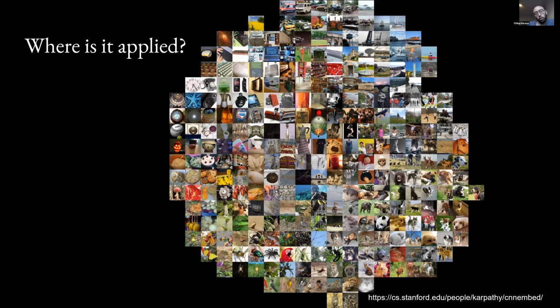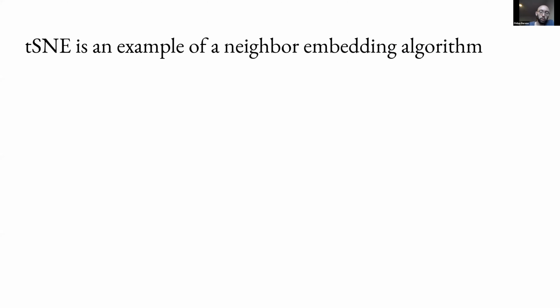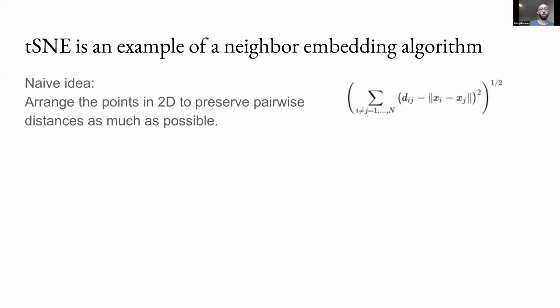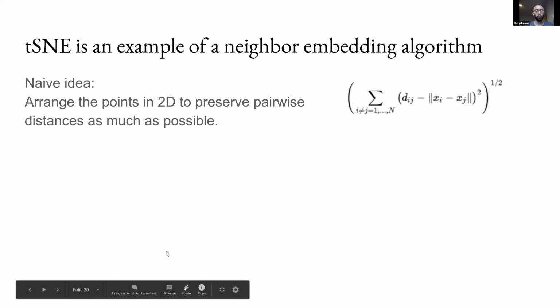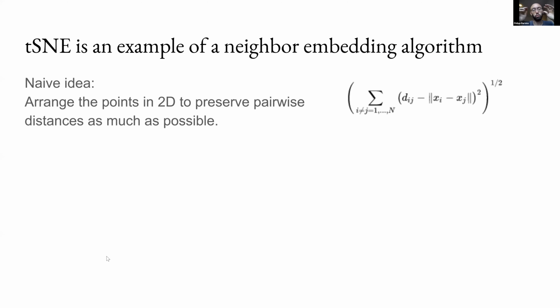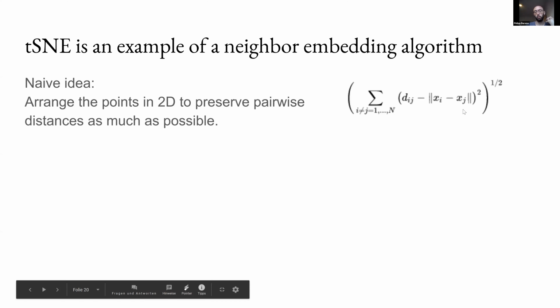Okay, after we now motivated why tSNE might be an interesting algorithm and looked at some applications, we will go a little bit more into the mathematical details of tSNE. So tSNE is an example of a neighbor embedding algorithm. So naively, one could say, well, if I have data in a high dimensional space and I want to embed them into a two-dimensional space, what I should do is simply find points in 2 dimensions that preserve as many of the pairwise distances between points in the high dimensional space as possible. So this is what is meant by this equation here.